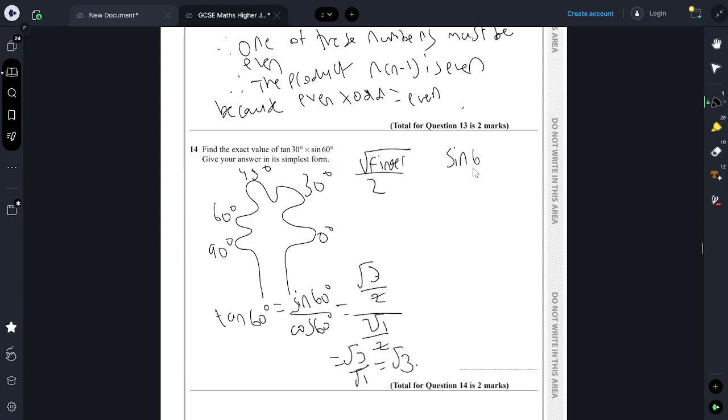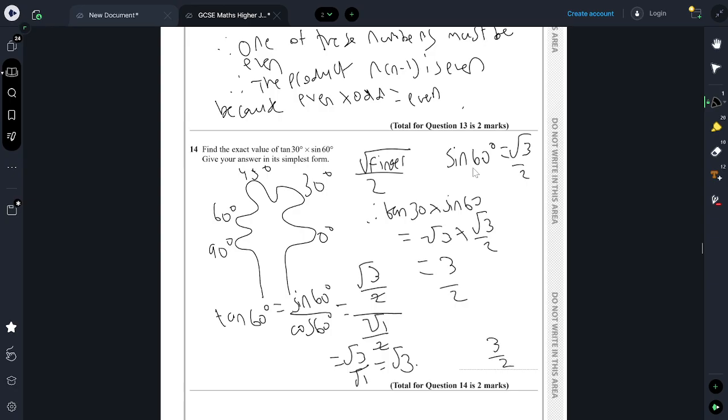Likewise, sine 60. Well, you just worked it out, actually. It's going to be root 3 over 2. You can spot this again, because go from 0 to 60, 1, 2, 3, root 3 over 2. So therefore, tan 30 times sine 60 is going to be root 3 times root 3 over 2. Well, root 3 times root 3 is just 3. So that is your answer there, 3 over 2.